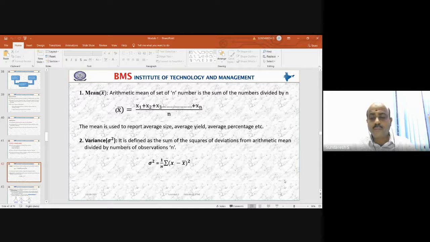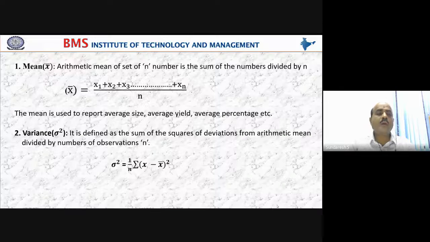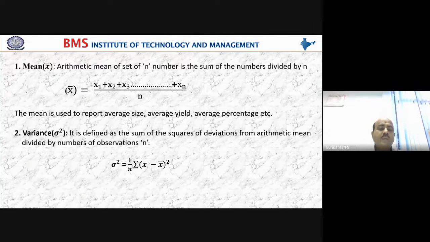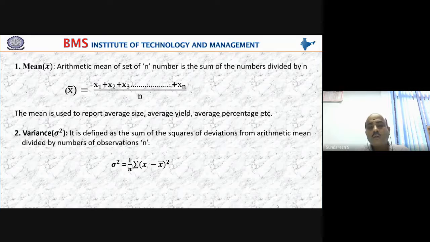So the arithmetic mean: for a set of n numbers, it is the sum of the numbers divided by n. We denote the mean as x bar, which is equal to x1 plus x2 up to xn, divided by n. This gives the arithmetic mean.